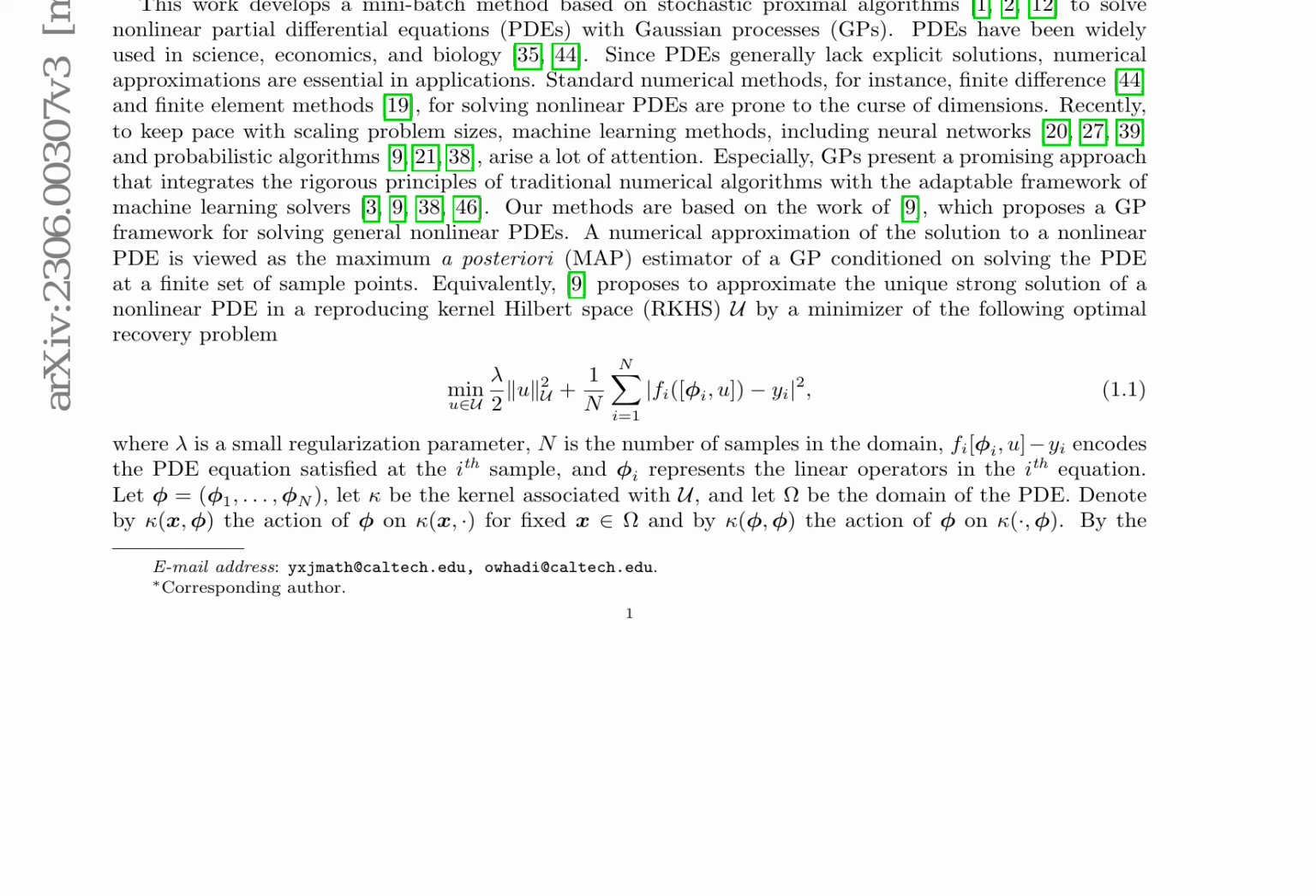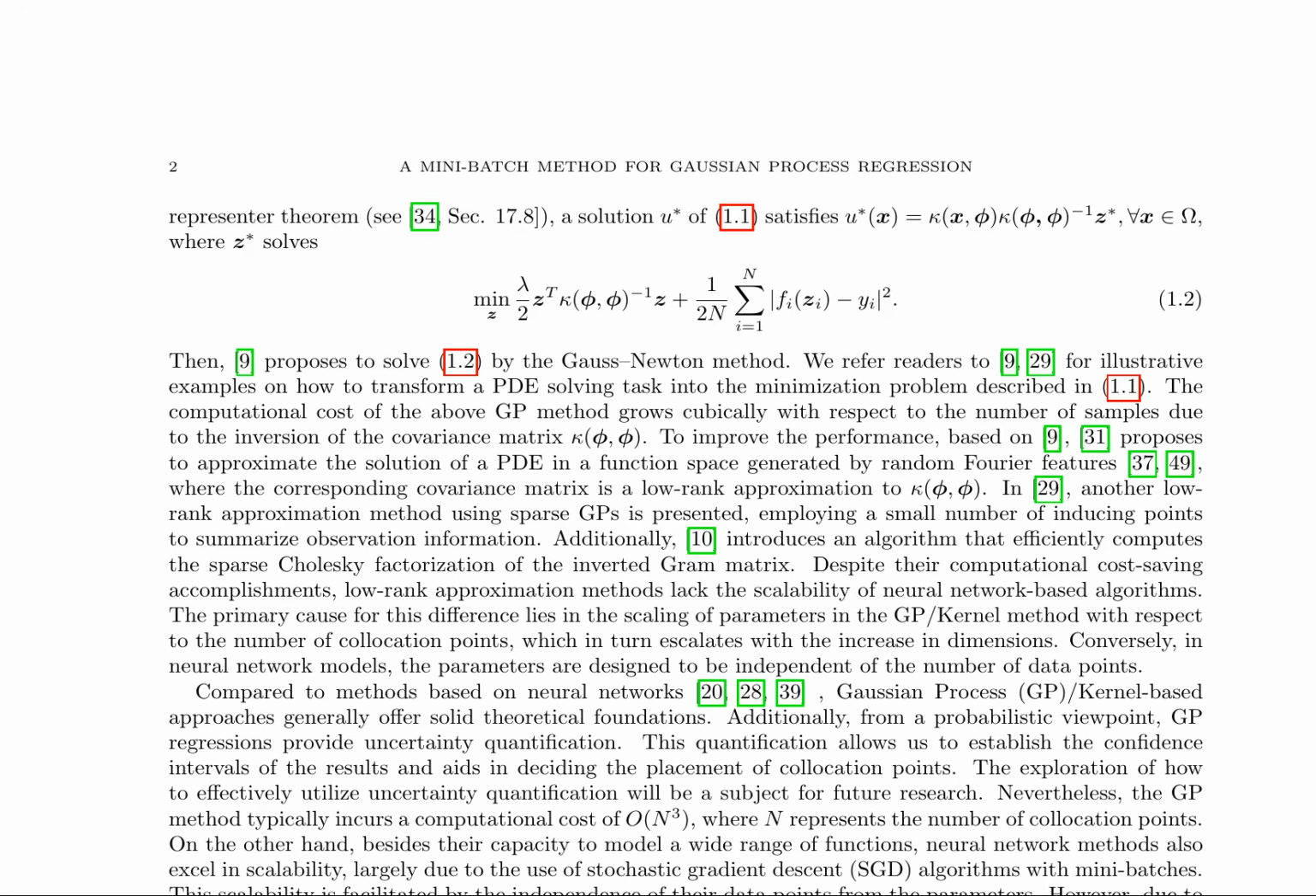The authors denote by phi the vector of linear operators, kappa the kernel associated with U, and omega the domain of the PDE. Gaussian process, GP, regression is a widely used approach for solving partial differential equations, PDEs, which can be formulated as a minimization problem. The representer theorem provides a solution to this problem, involving the inversion of the covariance matrix. However, this inversion leads to a cubic computational cost with respect to the number of samples.